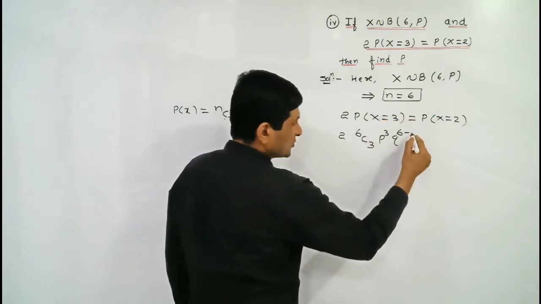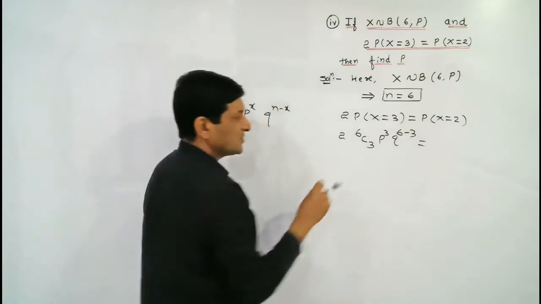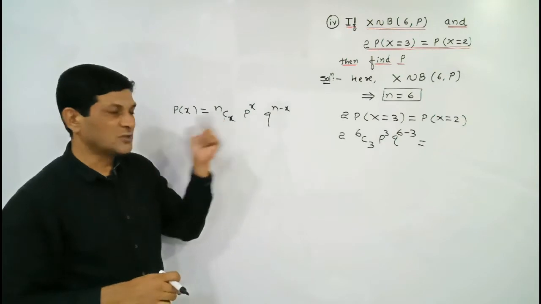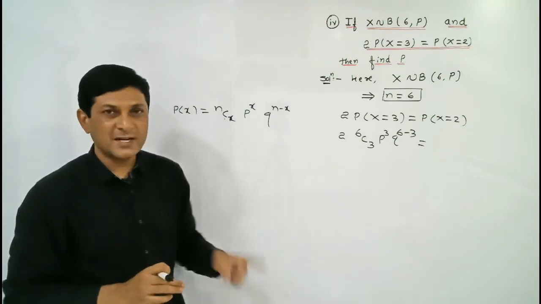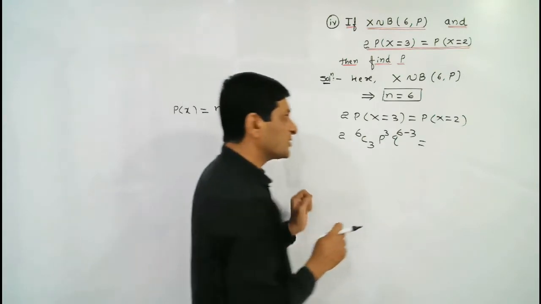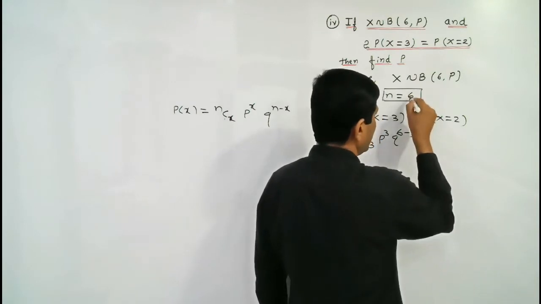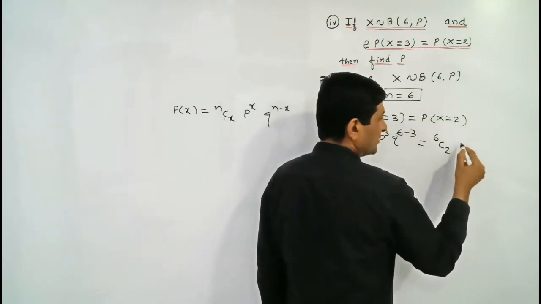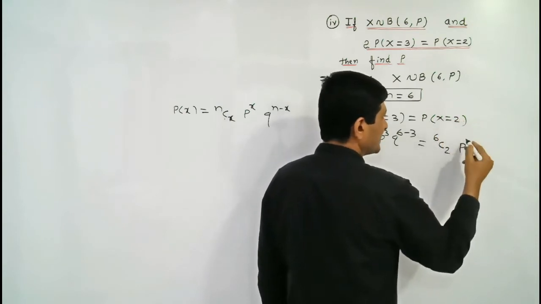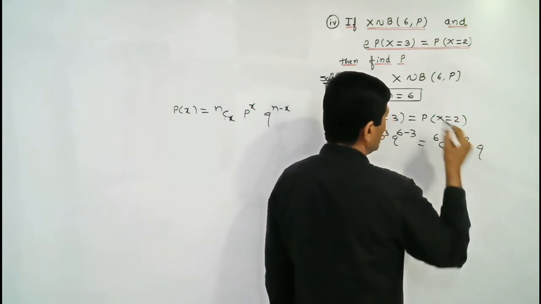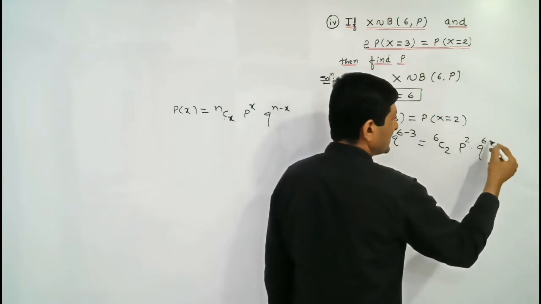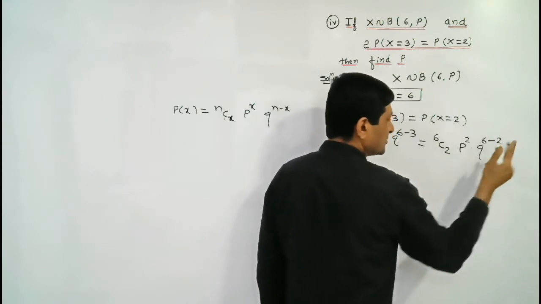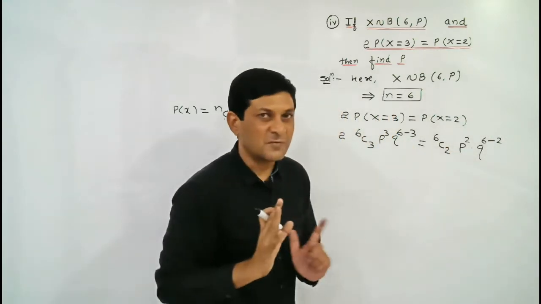X will be equals to what? 3 here is equal to, we have just substituted the values in this formula. On the right hand side also we are applying the same formula. So what is the first term? nCx, n is equal to 6. Cx, x is equal to 2, into p raised to power x, x is equal to 2, into q raised to power n minus x. n is 6 minus x, x will be equals to 2. We have only substituted the values in the formula.